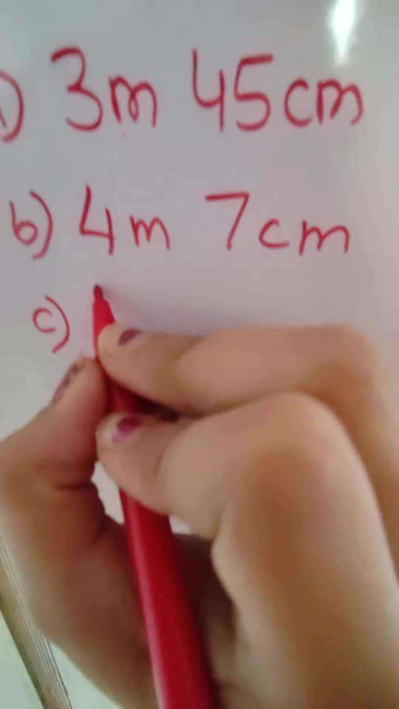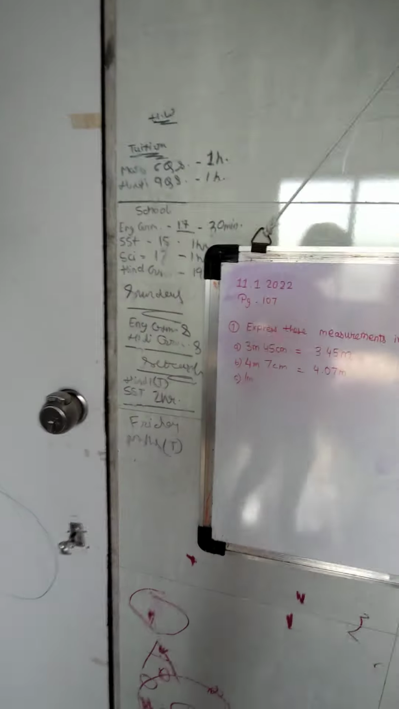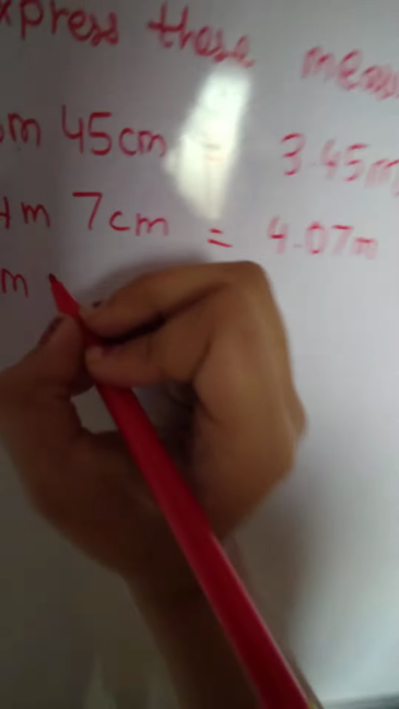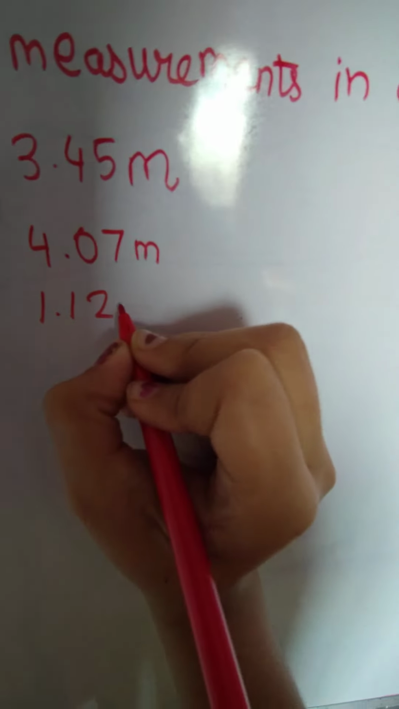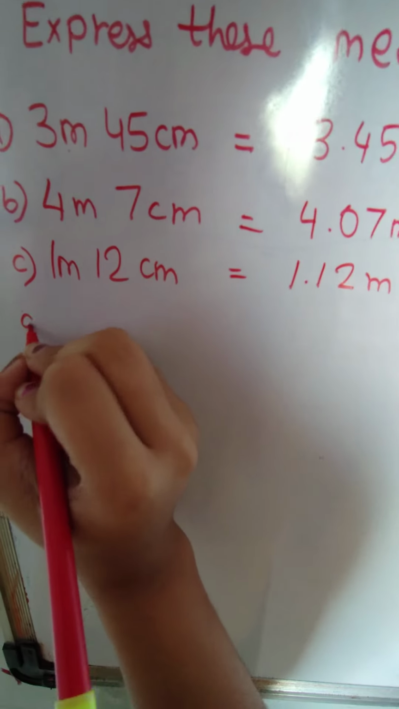I should show the C part also. 1 meter 12 centimeter. Okay, 1 meter 12 centimeter. Just give me a minute. 1 meter 12 centimeter. Again, it's easy. Just write as it is. Put M. D part will do.